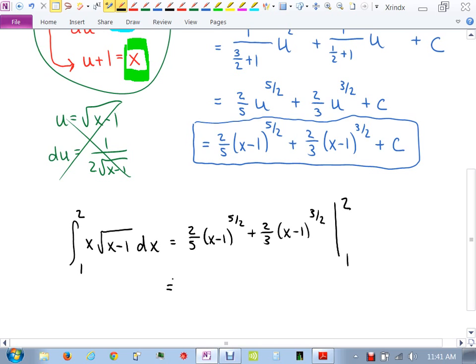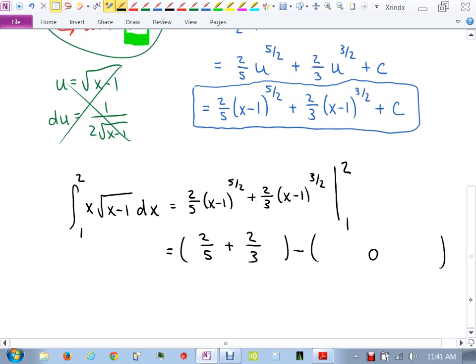All right, so plug in 2 first, and then see what you get after that. So the good news, when you plug in 2, all the x minus 1s become 1s, right? 1 to any power is 1. So you just get 2/5 plus 2/3. And the even better news is when you plug in 1, you get zeros. Right? So it kills everything off. So your answer is 16/15. That's it.